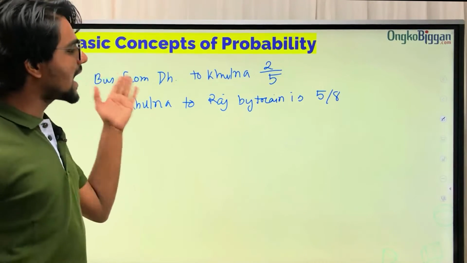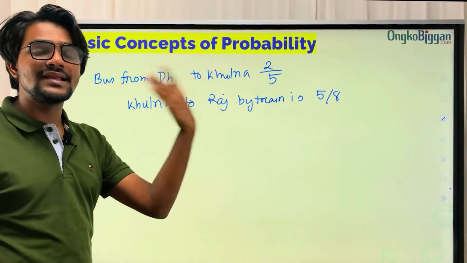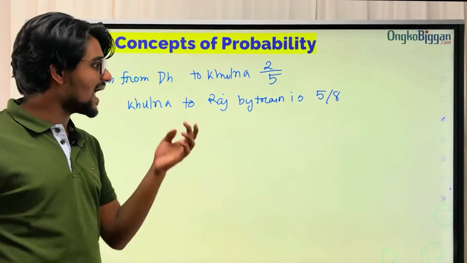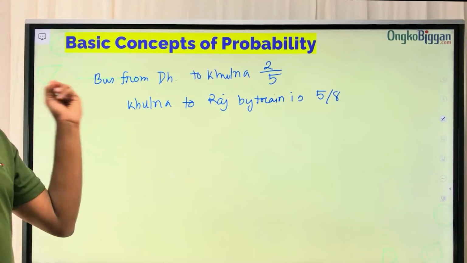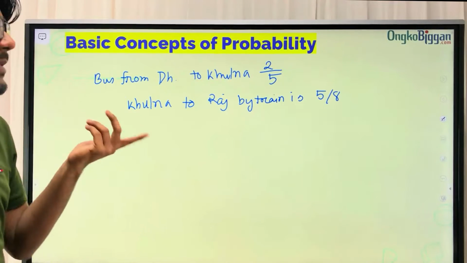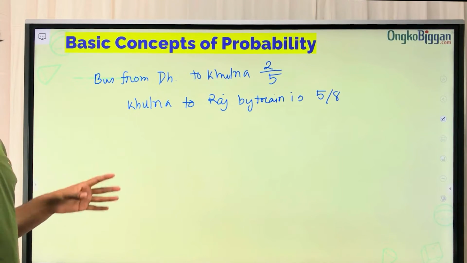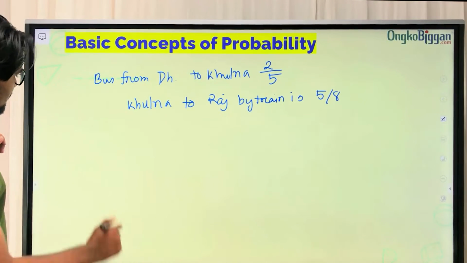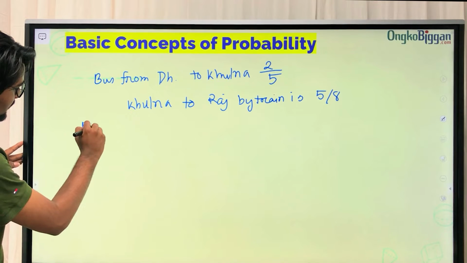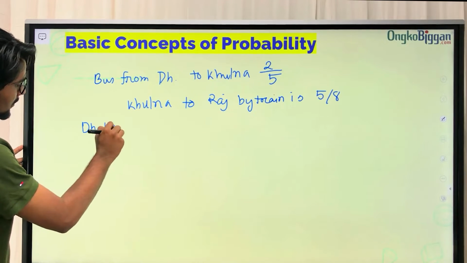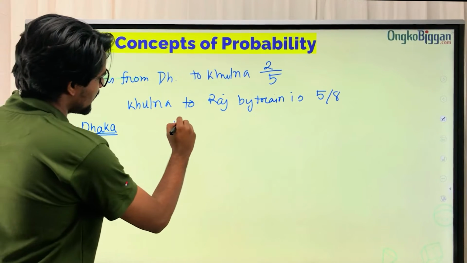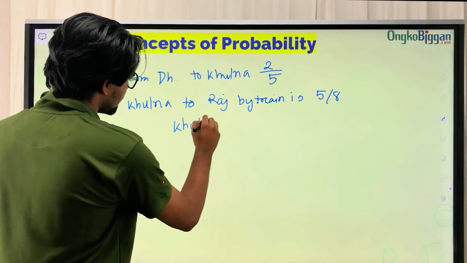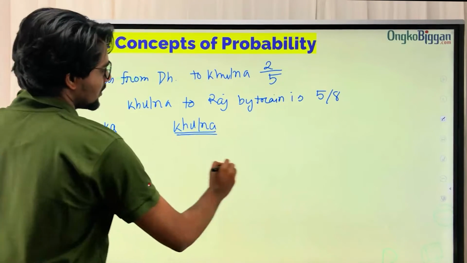So he can go from Dhaka to Khulna by bus with a probability of 2/5. So the probability of him taking a different transport is 3/5. We are going to use that information to first draw the probability tree. So we will write Dhaka here, then Khulna, and then Rajshahi.